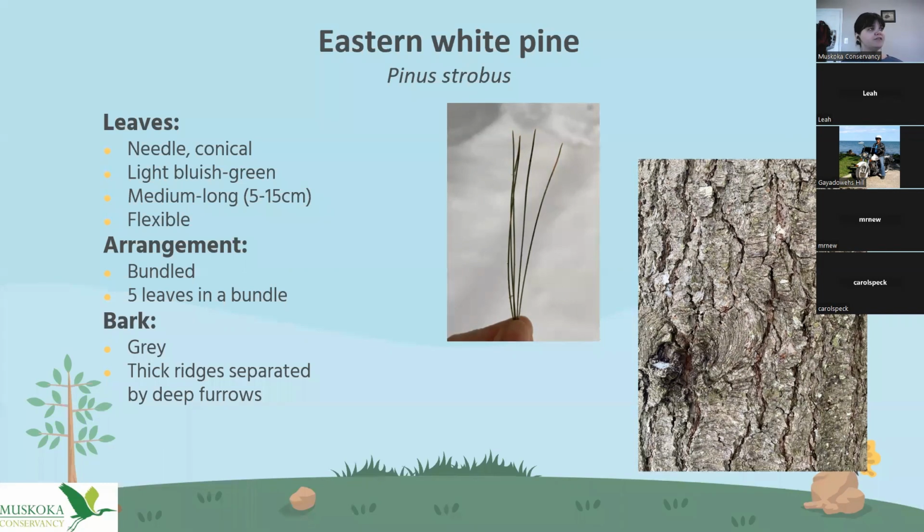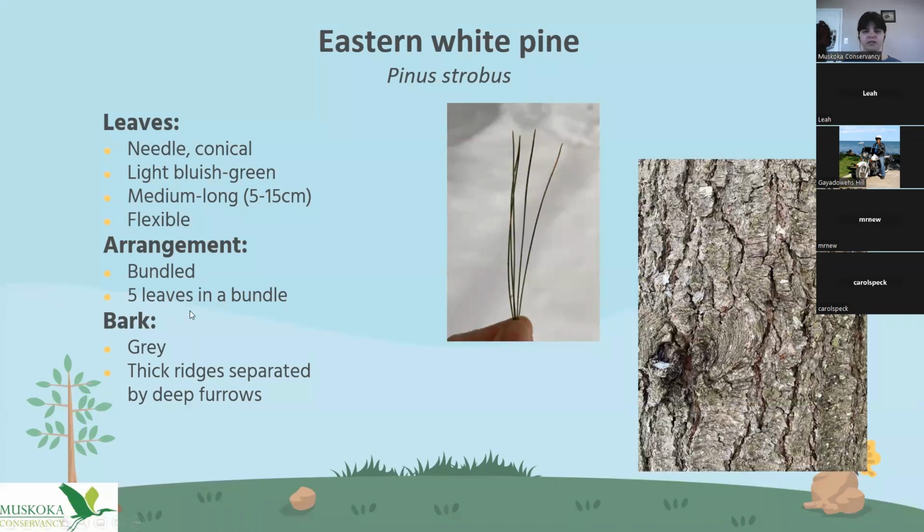For the leaves of our white pine, they are needles, of course, and conical shaped. They're a light bluish green. Unfortunately, some of my photos aren't the greatest, but hopefully you can picture it for trees that you've seen. They are considered medium to long in length, generally between 5 and 15 centimeters, and they're quite flexible. So if you were to bend them or even try to tie them in a knot, they would be able to do that without breaking.